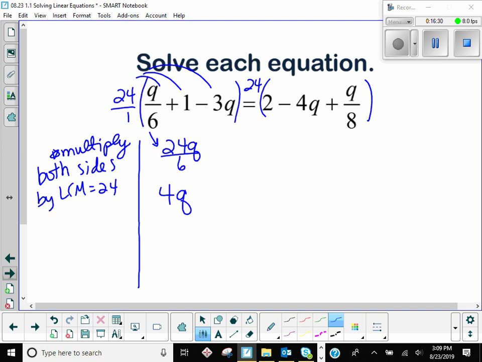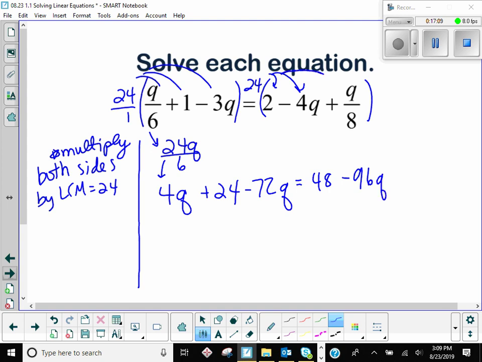And then I continue distributing on the left-hand side. 24 times positive 1, 24 times negative 3q. On the right-hand side, I distribute 24. 24 times 2 is 48. 24 times negative 4q is a negative 96q.